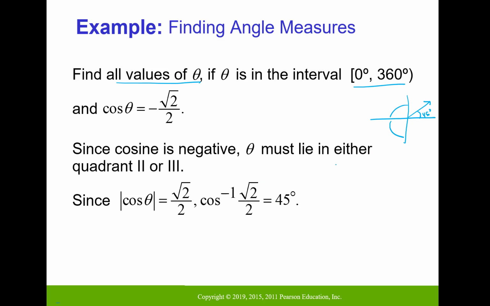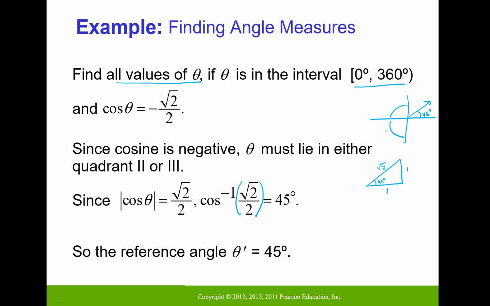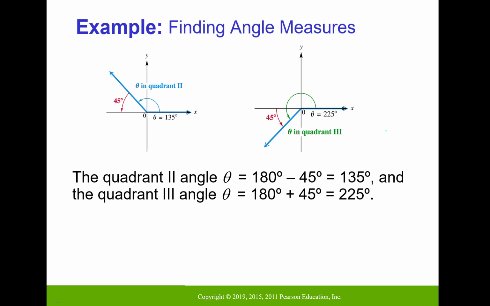Going back to the triangles that we drew, or that table we had earlier with all of the trig function values for 30 degrees, 45 degrees, and 60 degrees, you can come up with that. If we want the angle, we say cosine inverse equals the angle. So cosine inverse of square root 2 over 2 comes from a 45 degree triangle. So our reference angle is 45 degrees. And remember, we are talking about quadrants 3 and 2 because cosine is negative.